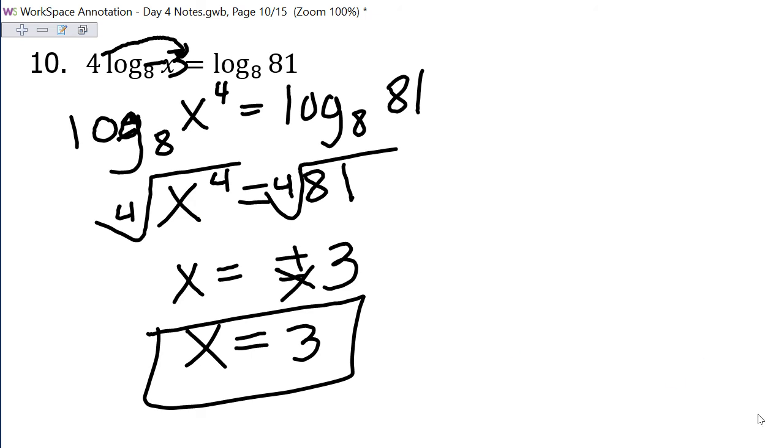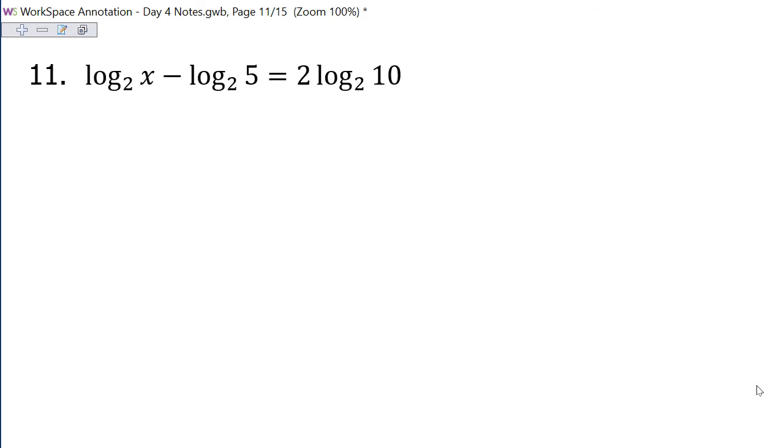Okay, next one. We have log base 2 of x minus log base 2 of 5 equals 2 log base 2 of 10. I want you to try number 11.